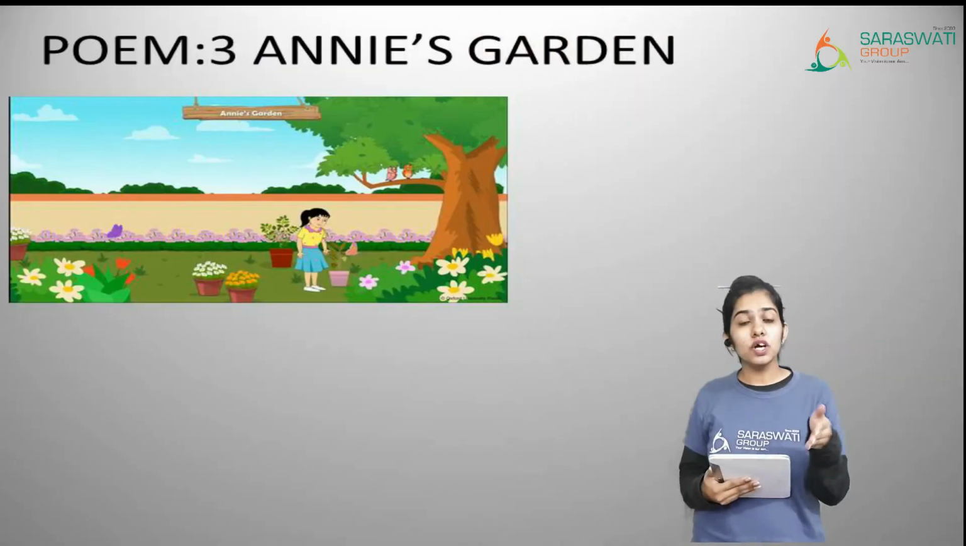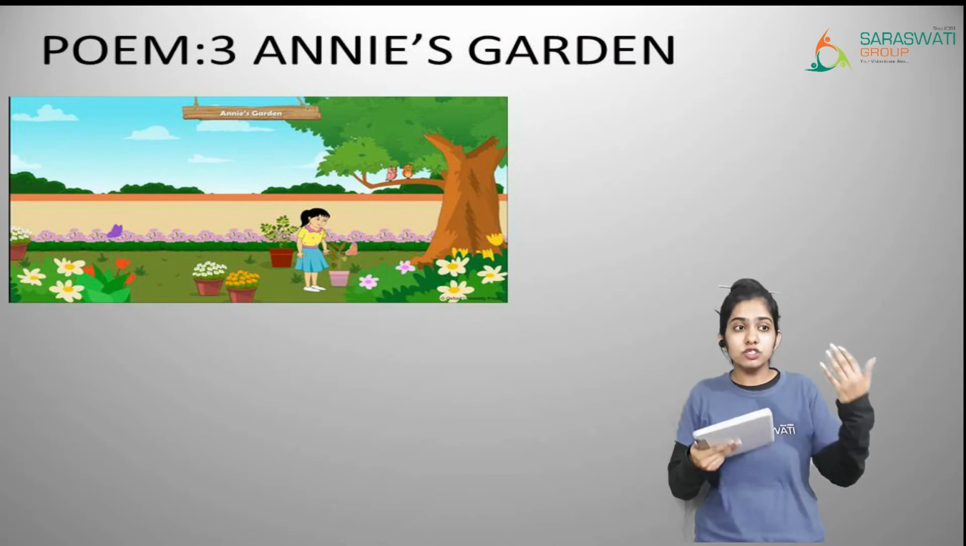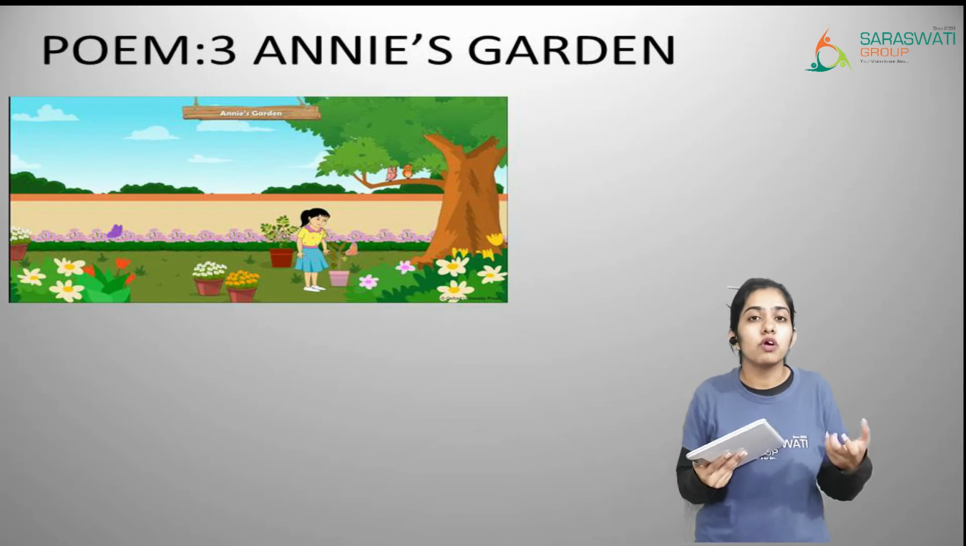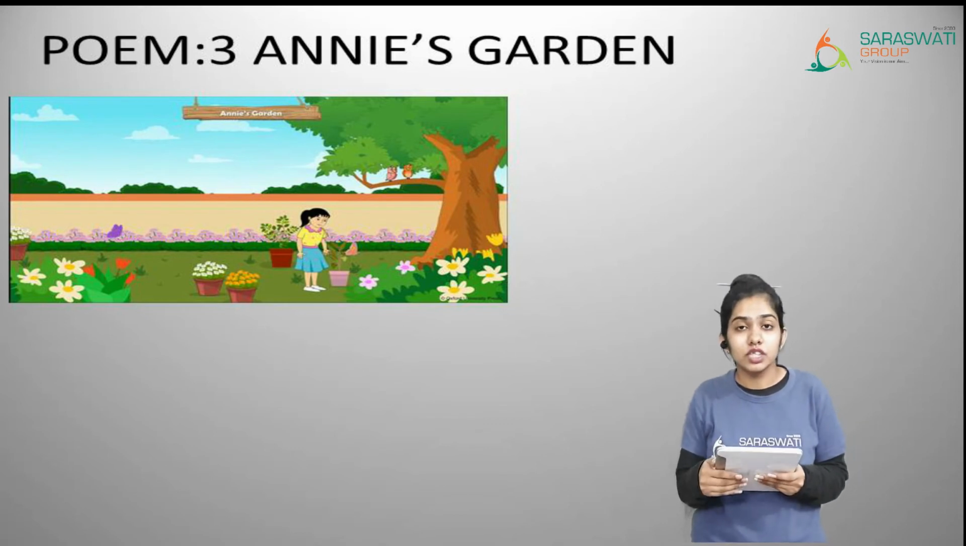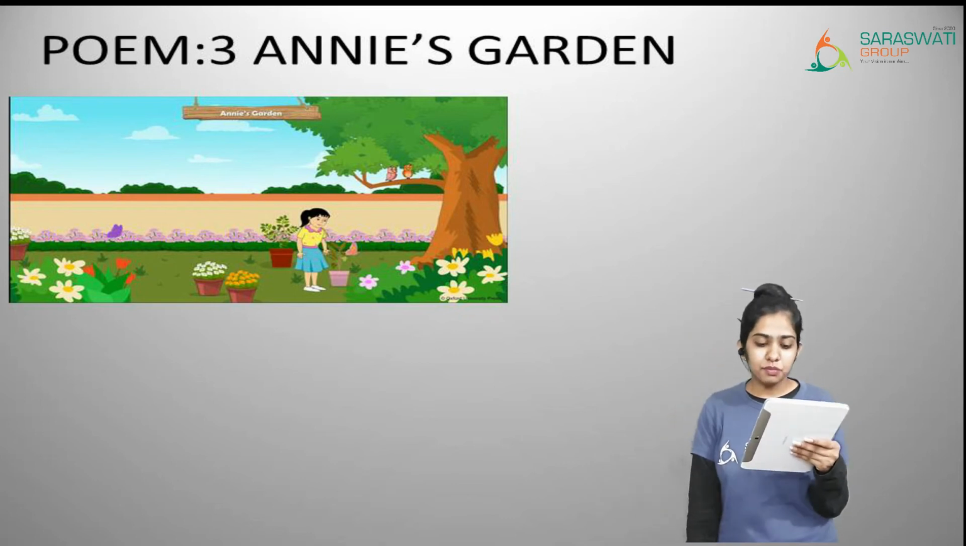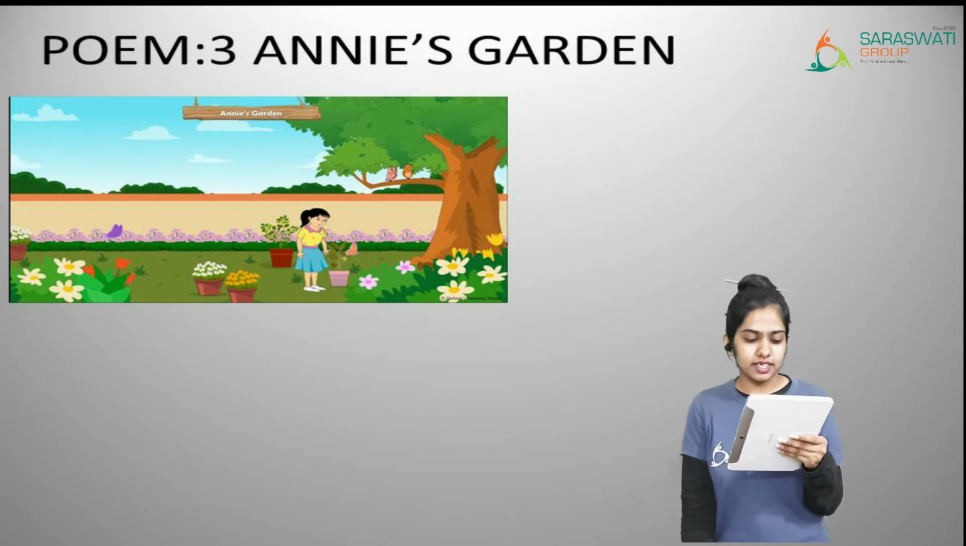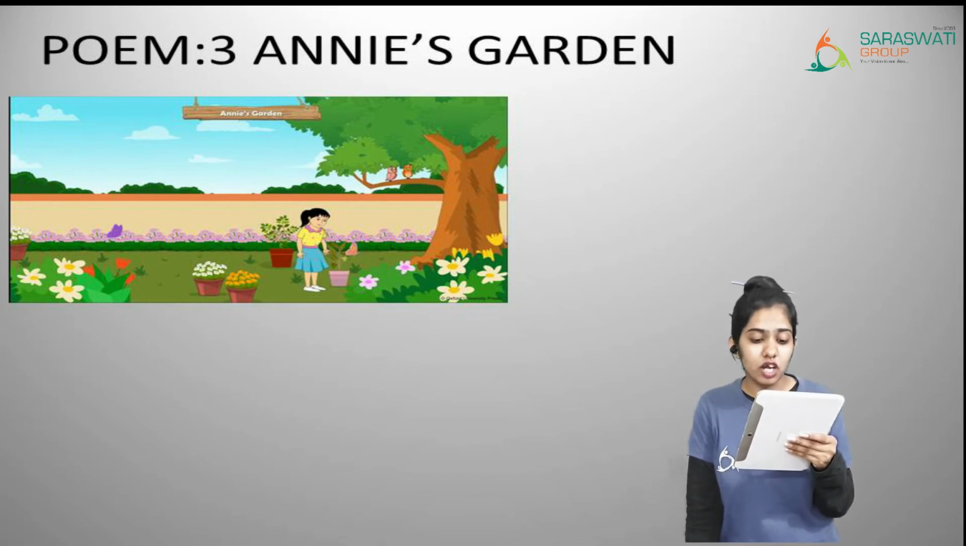I hope that you have seen the video and you have understood the poem well, and you have also recapped the poem, what the poem is all about. Now, we are moving towards the question answer part. Let me explain the question answers. Okay, so the first one is, how many different kinds of flowers were there in Annie's garden?